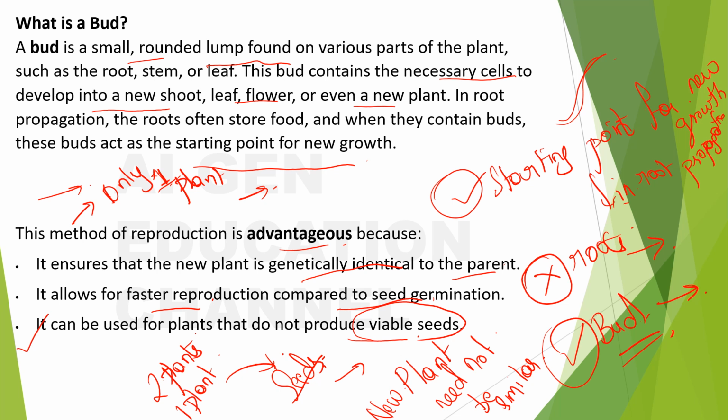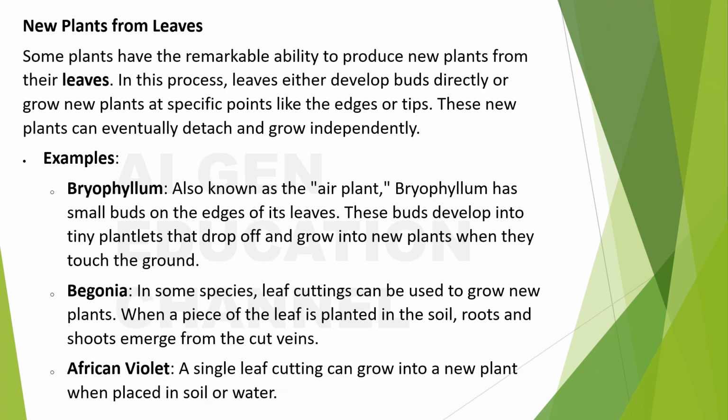Okay, so this is all about the root propagation, right? You remember all the points, right? Next, now we are done with root propagation. Now we will look into leaves propagation, that is getting a new plant through the leaves.